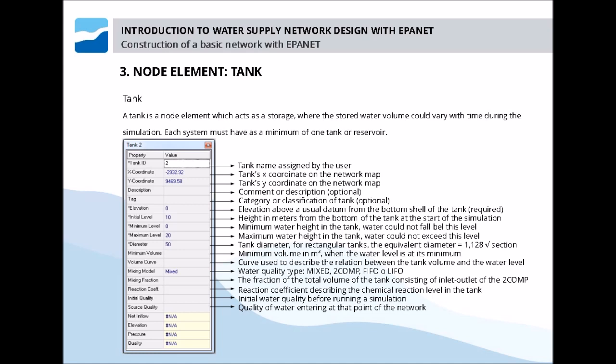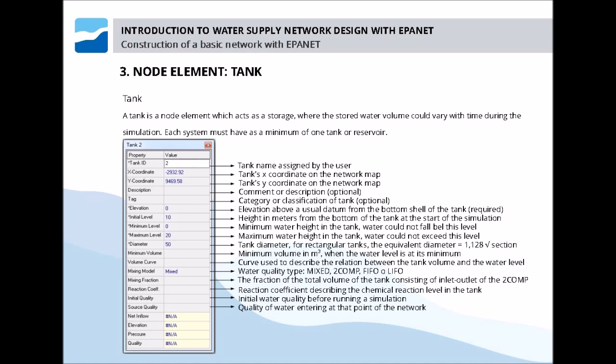We can also assign patterns of initial level, maximum and minimum level pattern, or even a diameter. In the case of rectangular tanks, the equivalent diameter will be 1.128 times the root of the section. We can set minimum water volumes in the tank when the tank is at its minimum level. Or we can use a volume curve to describe the relation between the tank volume and the water level.